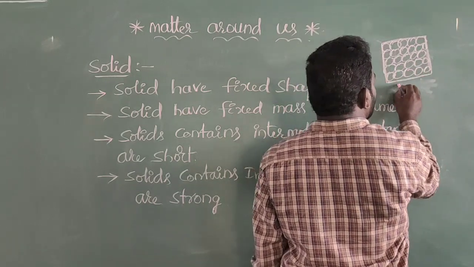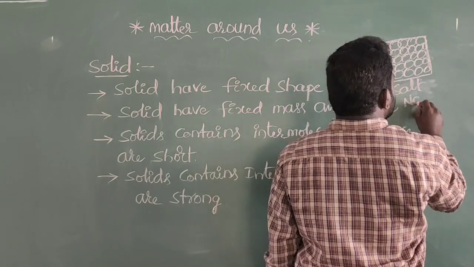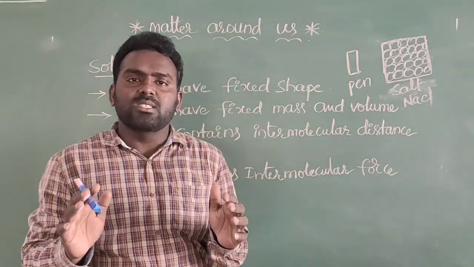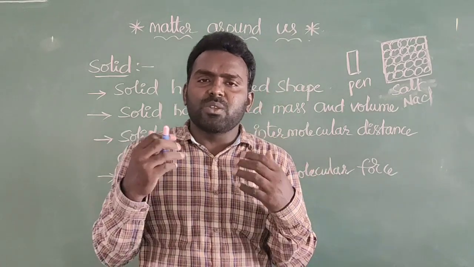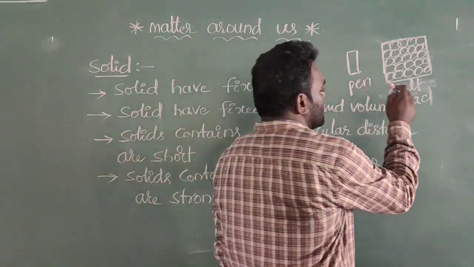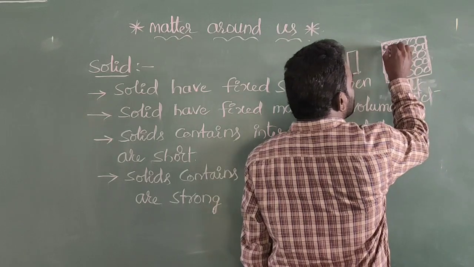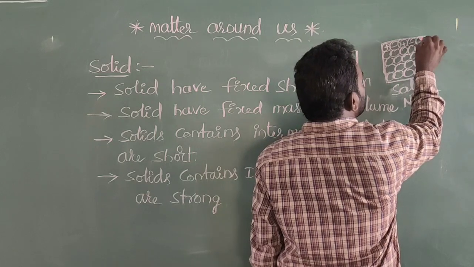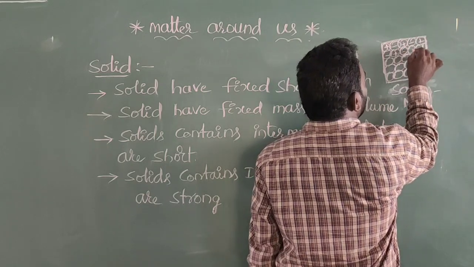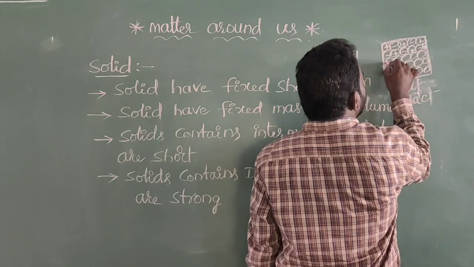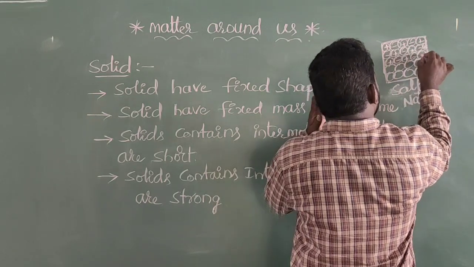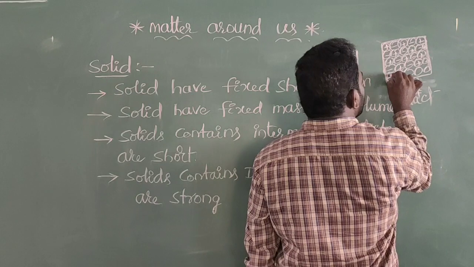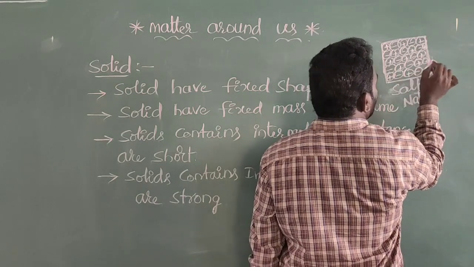Suppose this is salt, NaCl. NaCl is also one of the solid materials. In the NaCl solid material, it contains Na plus and Cl minus. Here this one is a positive ion and this one is a negative ion. The positive ion, negative ion, positive ion and negative ion alternate like this throughout the crystal.